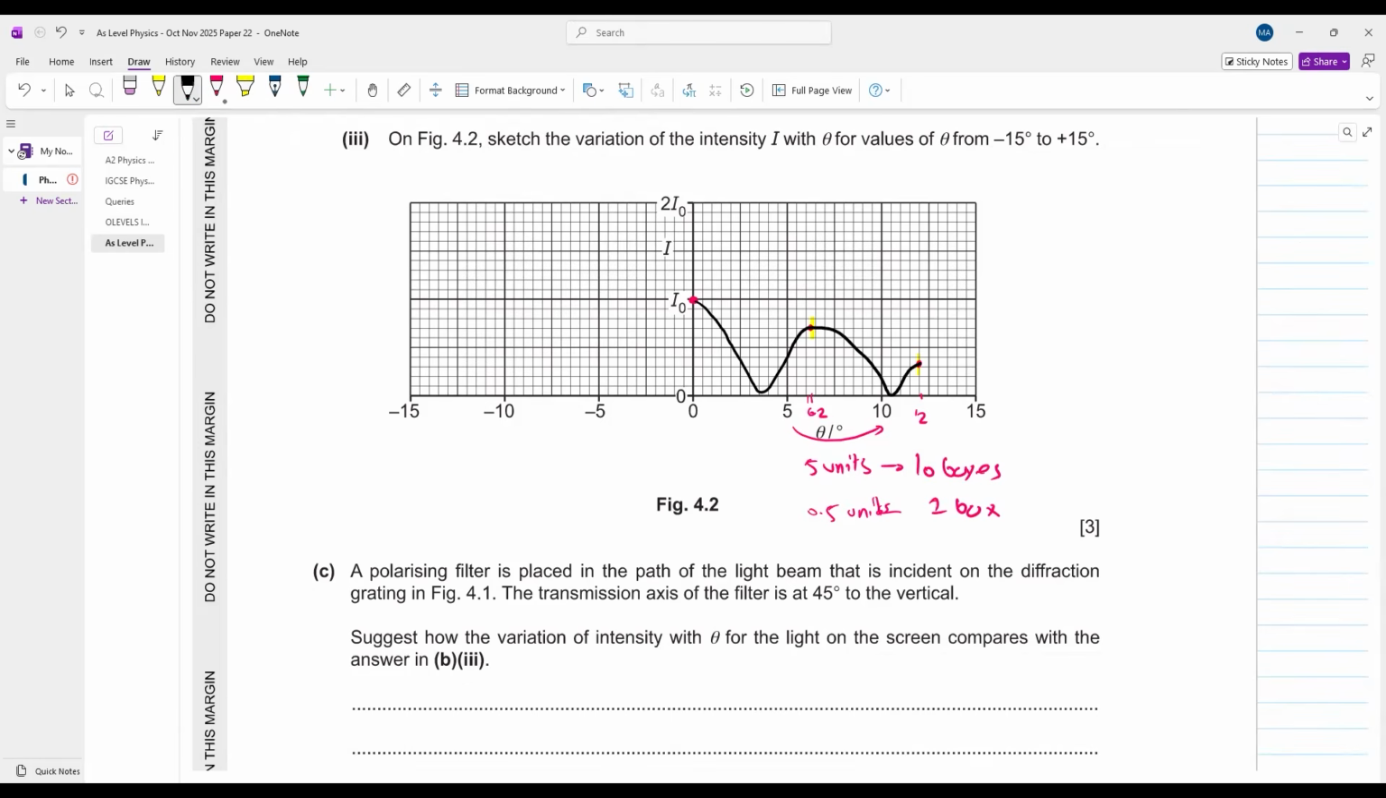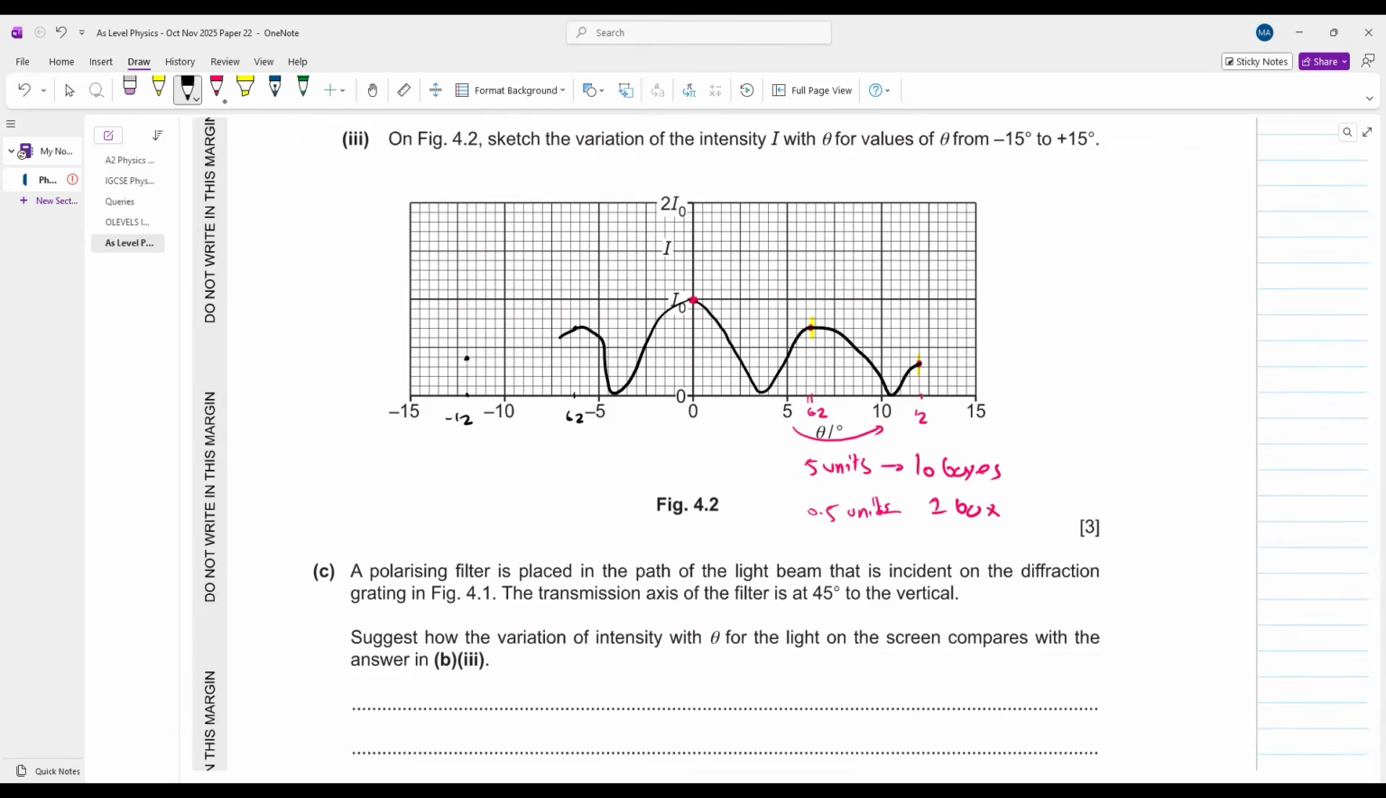At a value of 6.2, you will have peak intensity यहाँ पे. Then at 12 as well, you will have peak intensity. Negative 12 कह लो. Can you connect the dots? Yep.